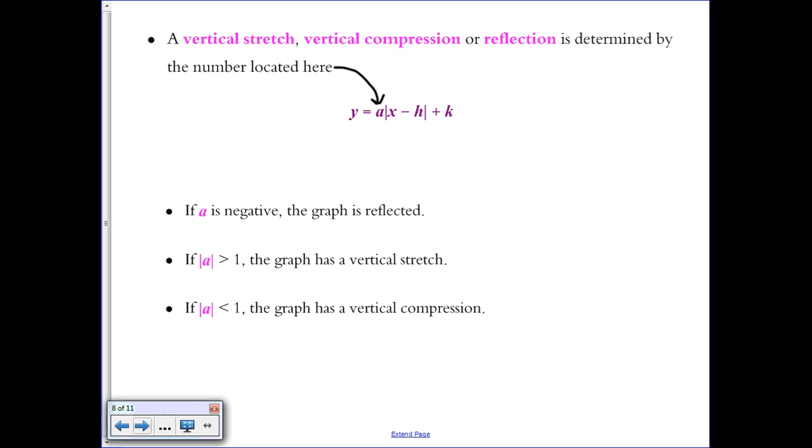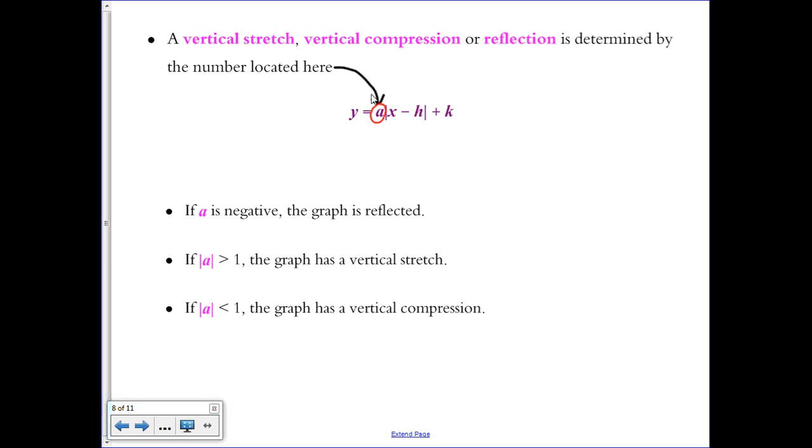And I've just been referring to this as a stretch or a compression, which is fine. It's vertical in the sense that you're stretching it up, you're stretching your y values, or you're compressing your y values. That's why it's called vertical. But you can just continue calling that a stretch or a compression when you write this in your notes. It's determined by the number located in front of the absolute value, the coefficient, the one being multiplied by.